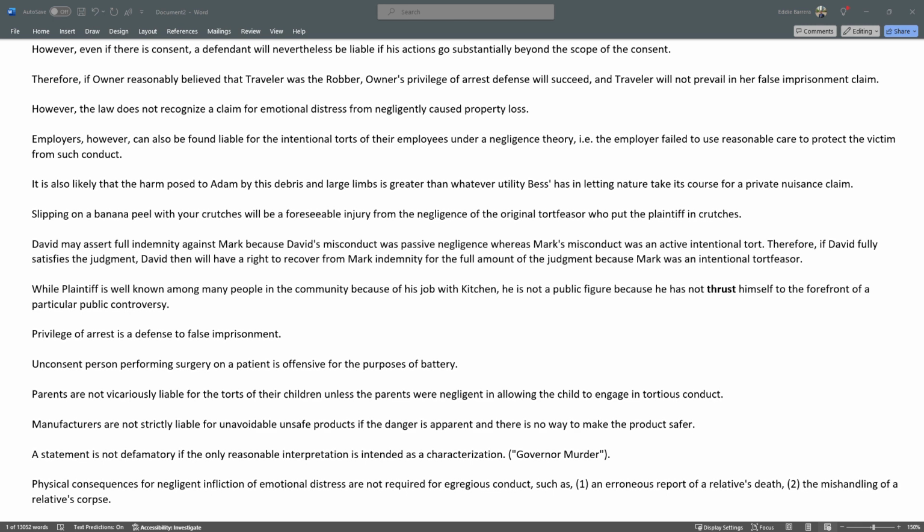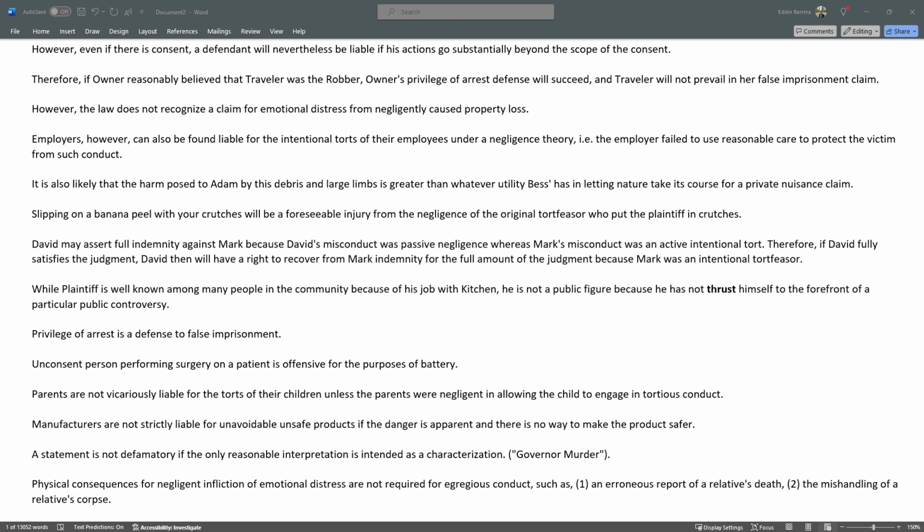Slipping on a banana peel with your crutches will be a foreseeable injury from the negligence of the original tortfeasor who put the plaintiff on crutches. David may assert full indemnity against Mark because David's misconduct was passive negligence whereas Mark's misconduct was an active intentional tort. Therefore, if David fully satisfies the judgment, David then will have a right to recover from Mark indemnity for the full amount of the judgment because Mark was an intentional tortfeasor.